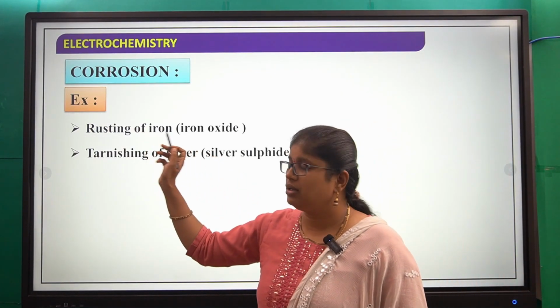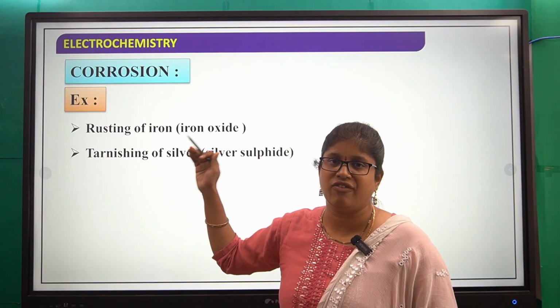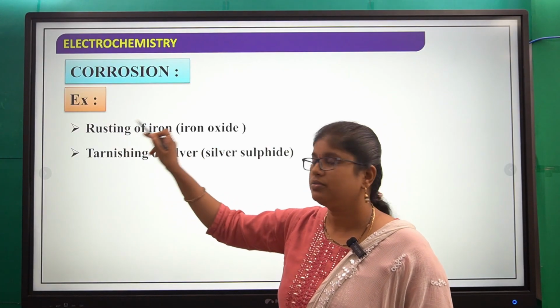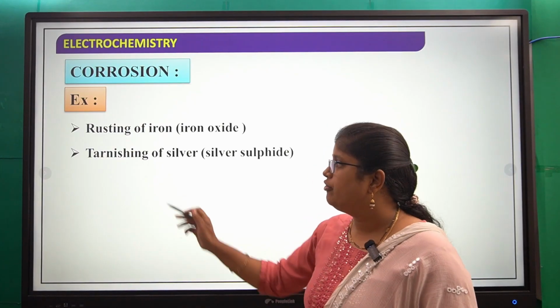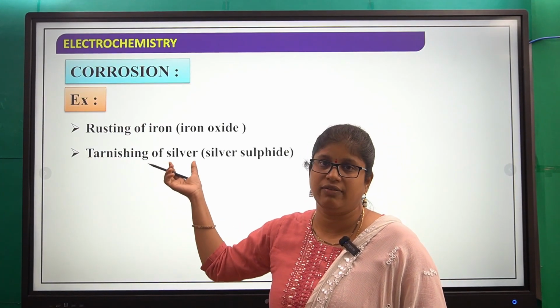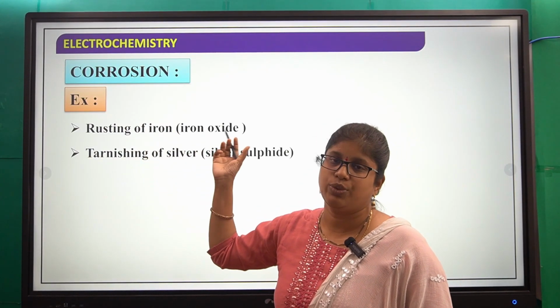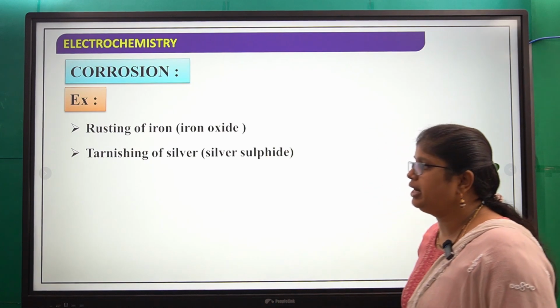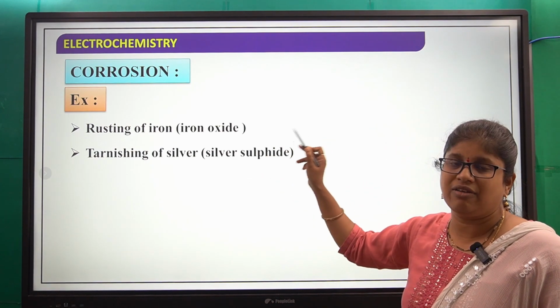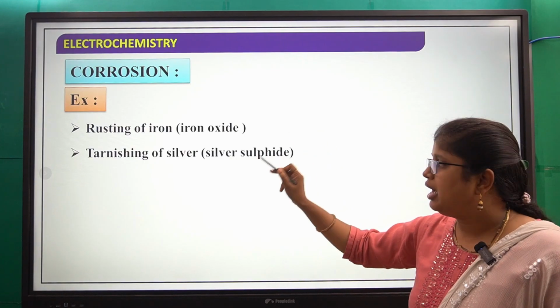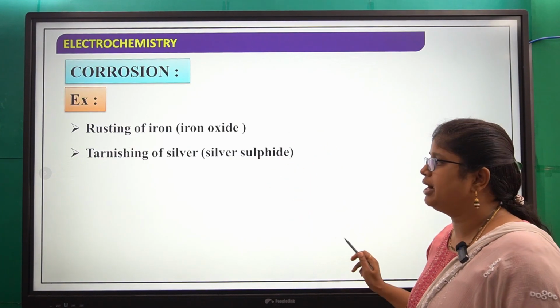Corrosion of iron is called rusting. Corrosion of silver is called tarnishing of silver. We use the word tarnishing for silver and rusting for iron. Tarnishing means silver combining with hydrogen sulfide and giving silver sulfide.